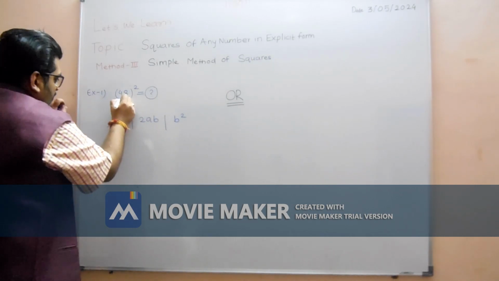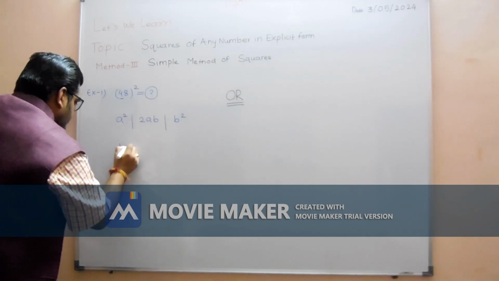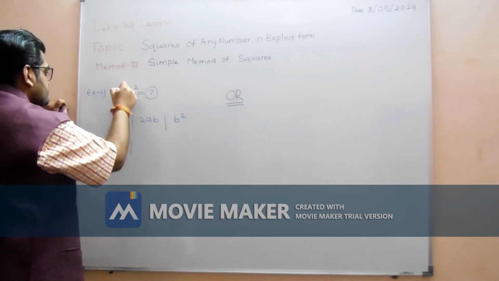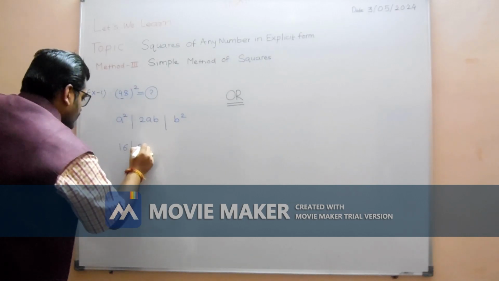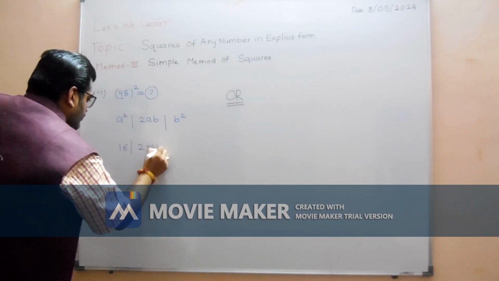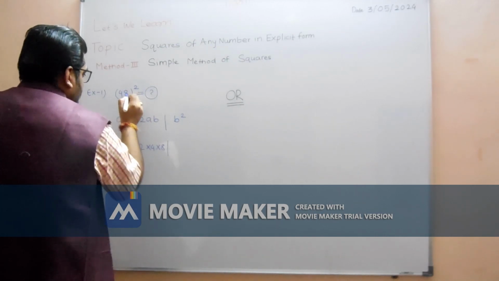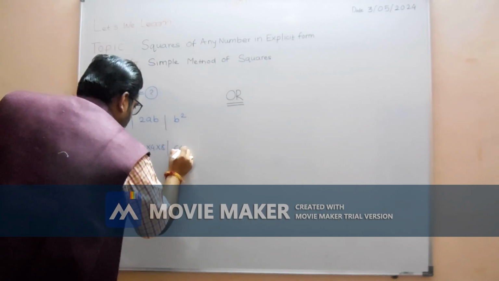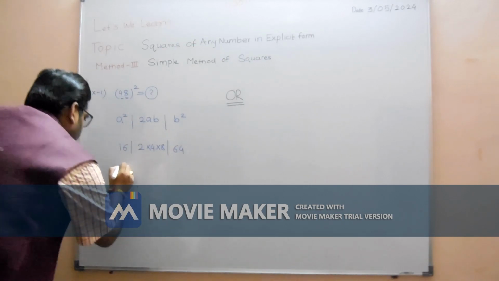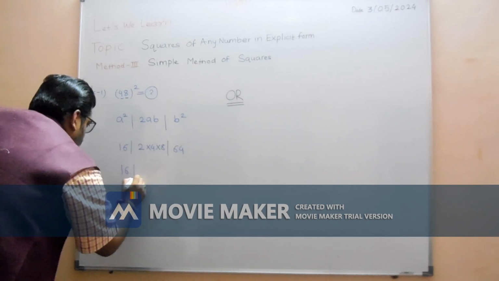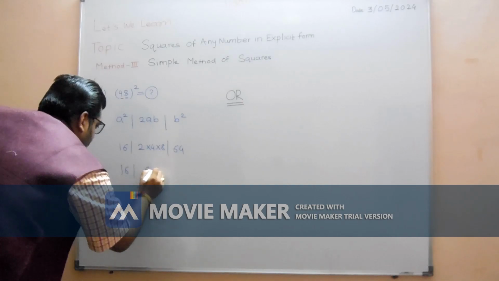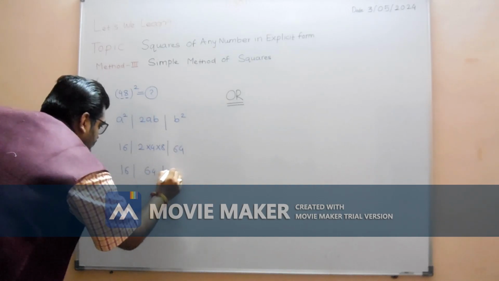So, first step, 4 square is 16. 2ab: 2 times 4 into 8. Then b square in the immediate place: 8 square is 64. 16, 2 4s are 8, 8 8s are 16, 8 into 8 is 64.